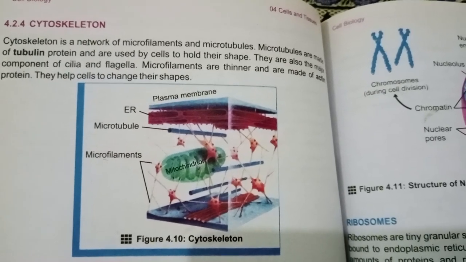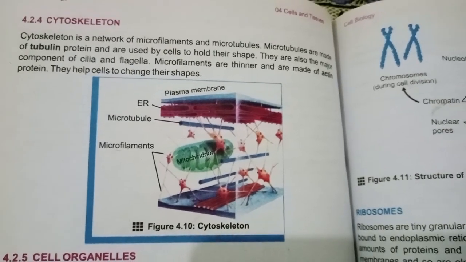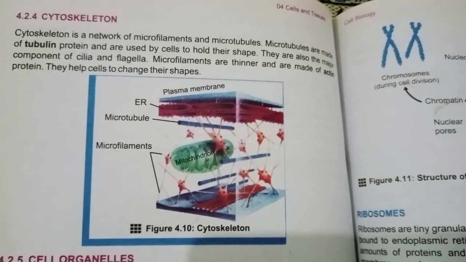Microfilaments are thinner and made of the actin protein. They help the cell to change its shape.